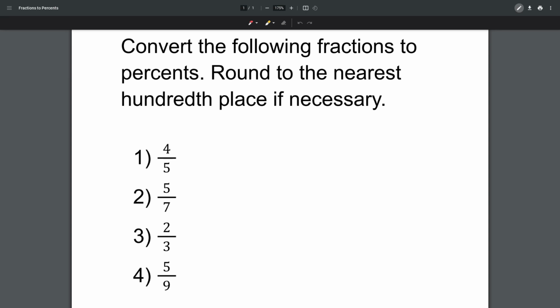In this video, we're going to convert fractions to percents. So these following problems, we're converting to percents and we're rounding to the nearest hundredths place if necessary. Let's start with number one.